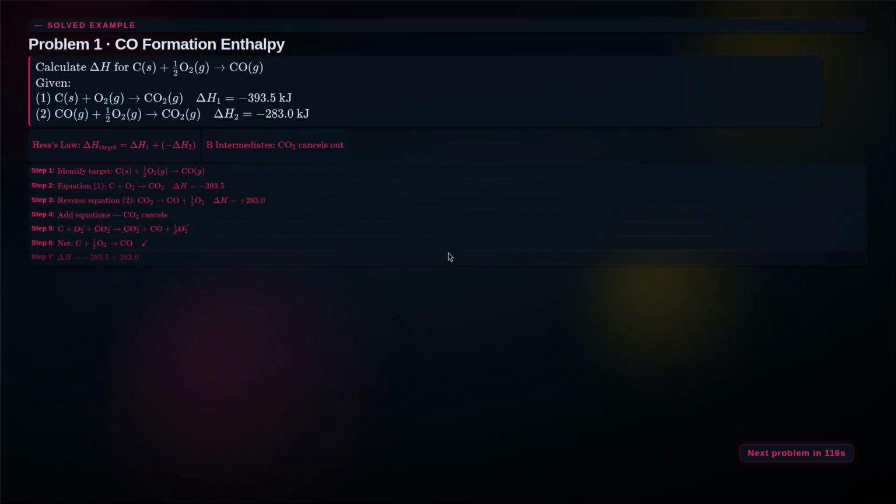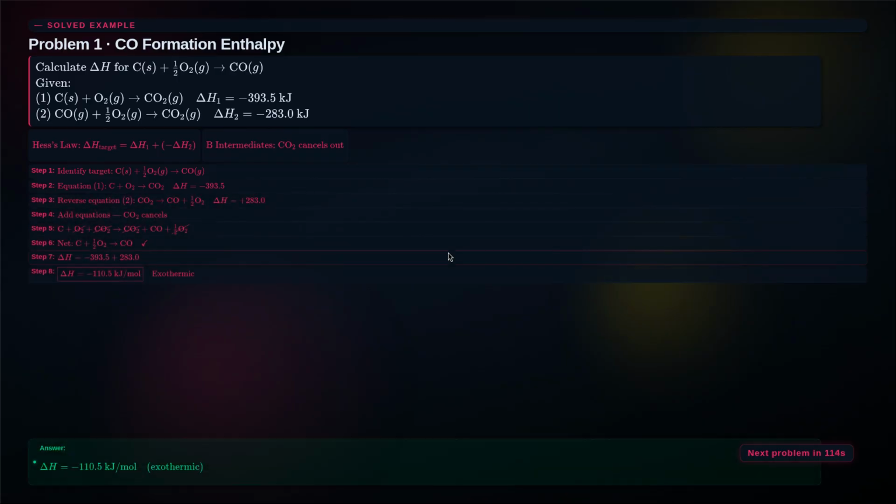Problem 1. Calculating the enthalpy of formation of carbon monoxide using Hess's law. We are given reaction 1. Carbon solid plus O2 gas produces CO2 gas. Delta H equals negative 393.5 kilojoules.